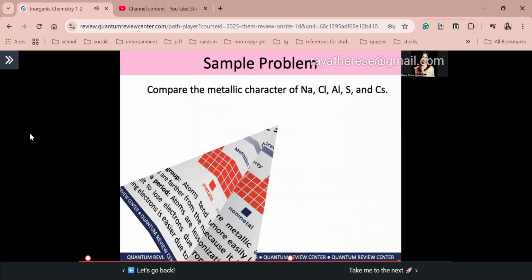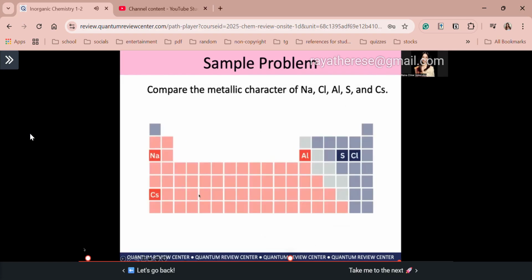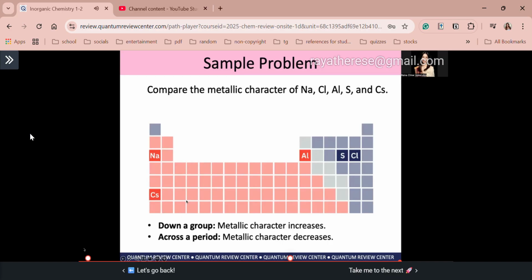Okay, last sample problem. Compare the metallic character of sodium, chlorine, aluminum, sulfur, and cesium. Let's answer together. Again, guys, down a group, metallic character increases. Across a period, metallic character decreases. So dito pa lang, makikita natin si cesium yung pinaka-metallic. Followed by sodium, then aluminum, then sulfur, then chlorine. So, cesium is the most metallic, followed by sodium, aluminum, sulfur, and chlorine is the least metallic.